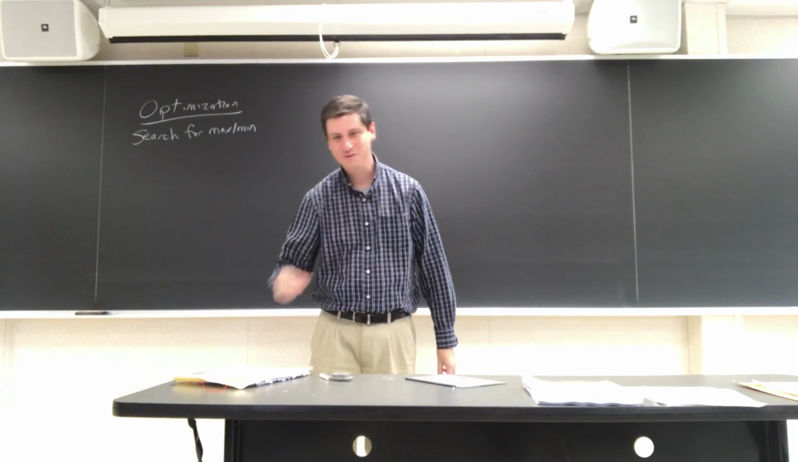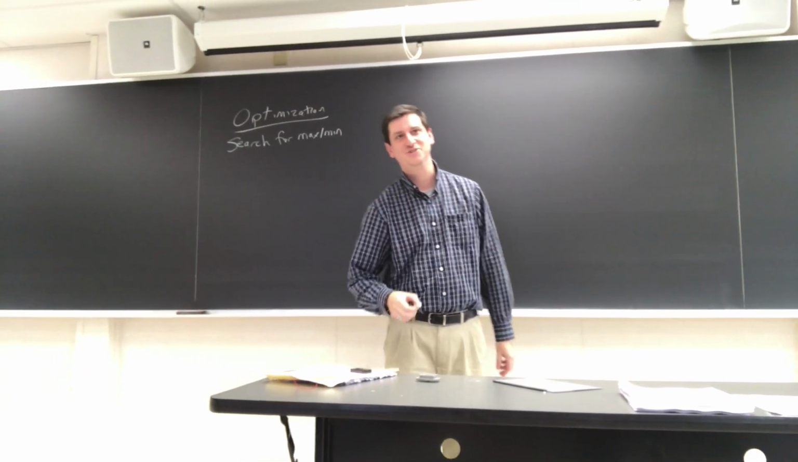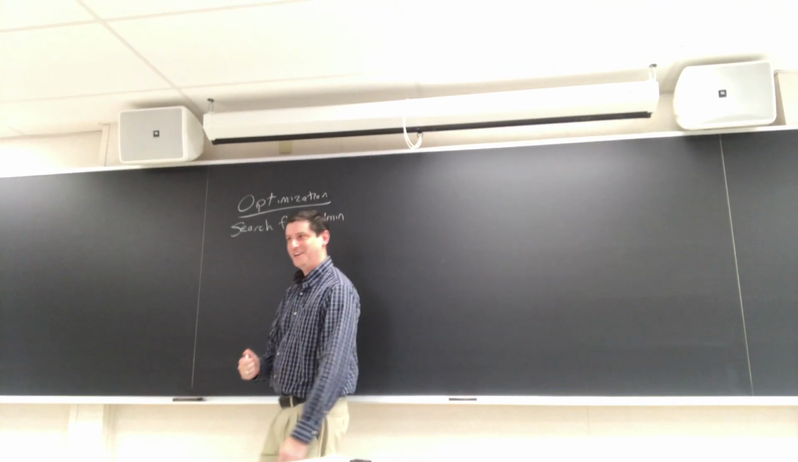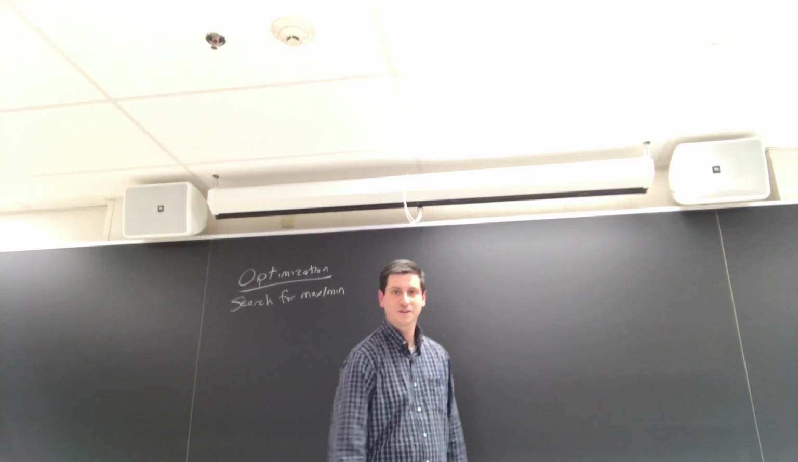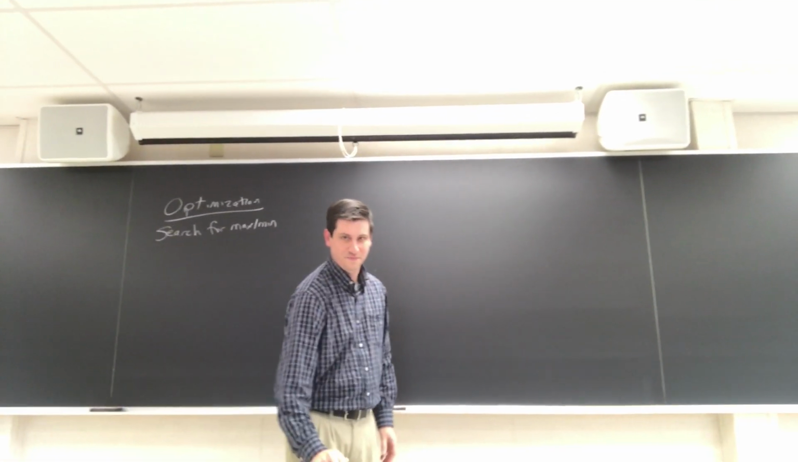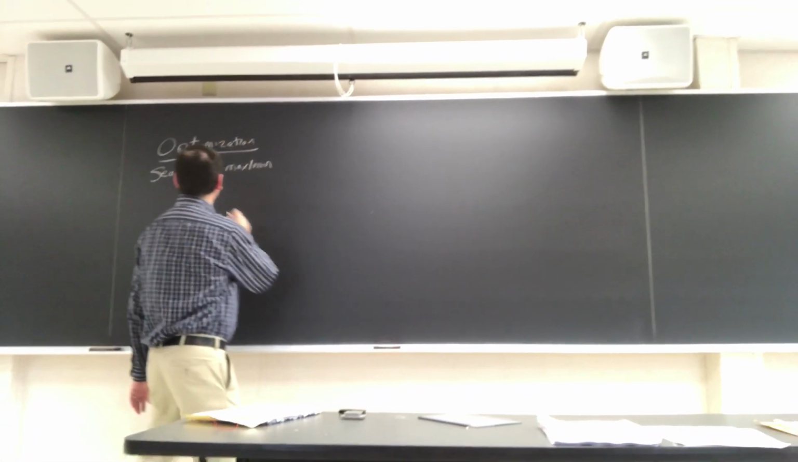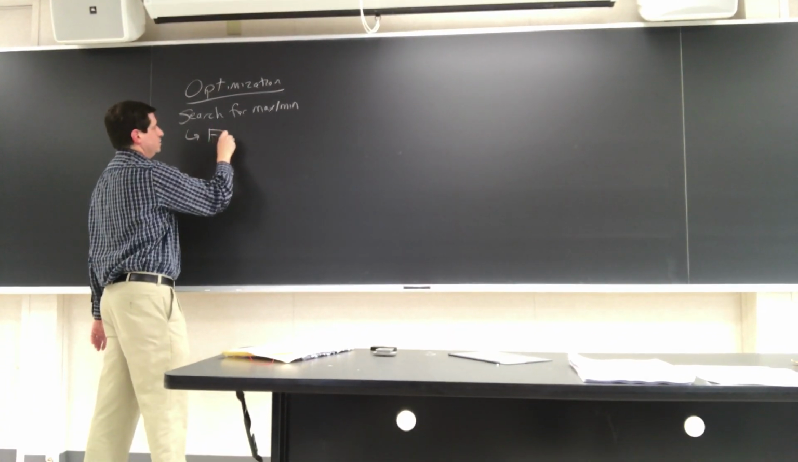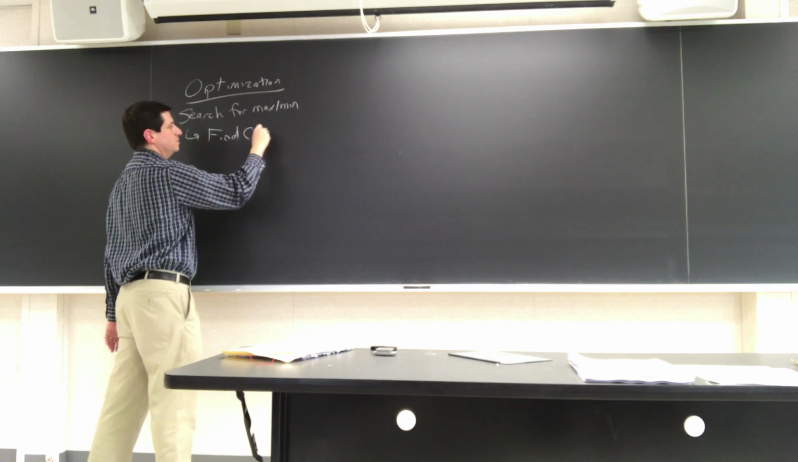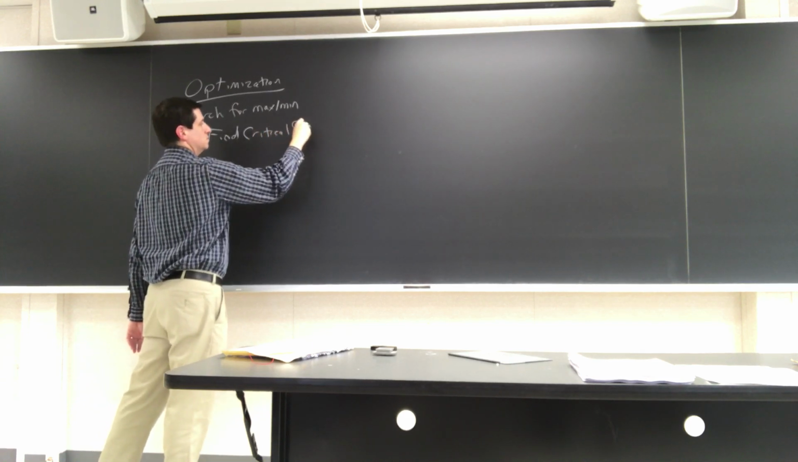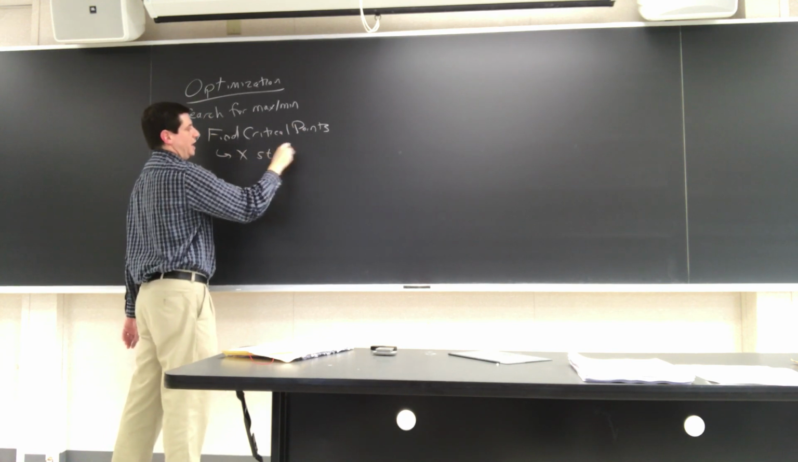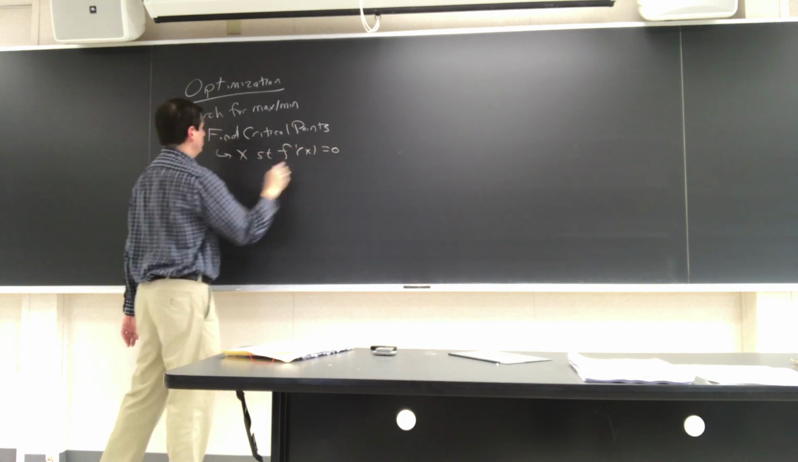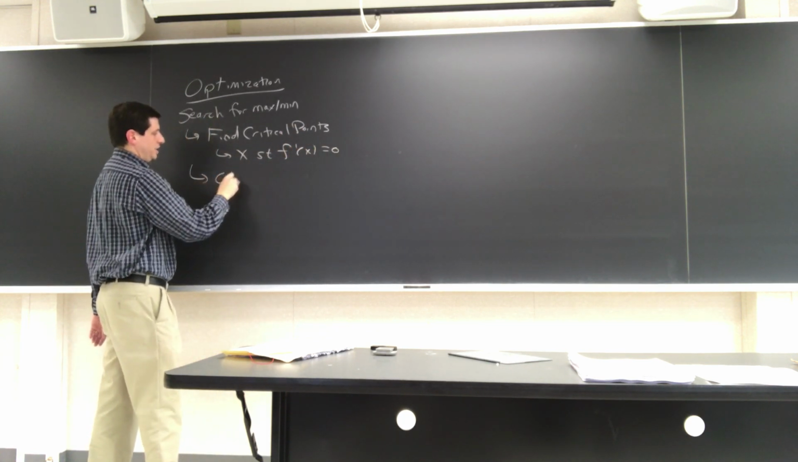All right, so I hope for the rest of your life you will never forget to check the endpoints. Okay? It is the most forgotten thing. So we find critical points, and these are places x such that f prime of x equals 0. And we check endpoints.